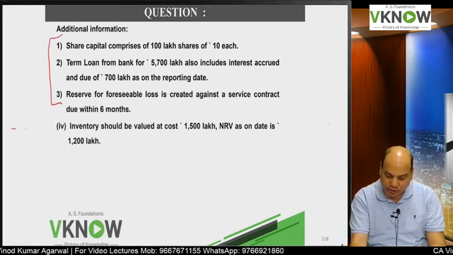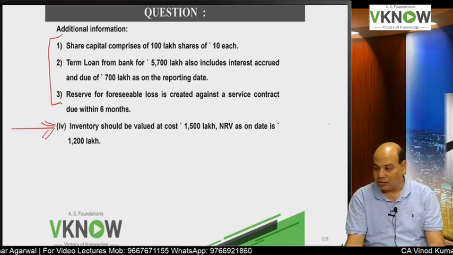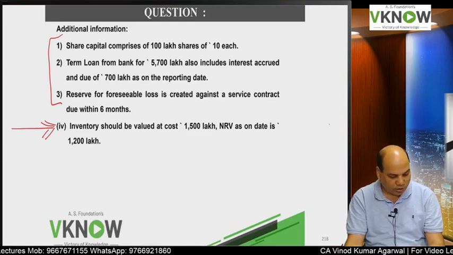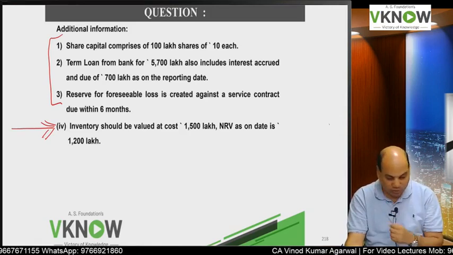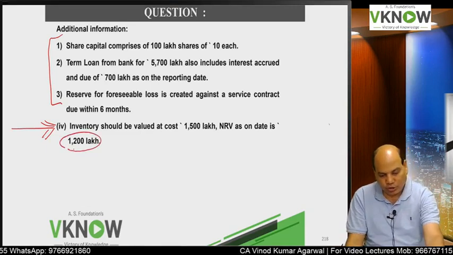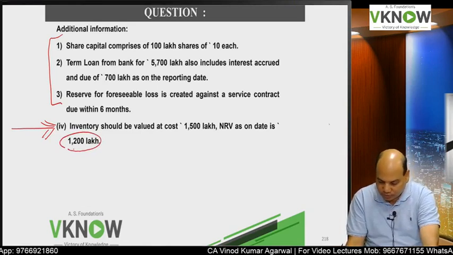But what they did as a creative thinker, they have added one more line. Inventory should be valued at cost 1500 lakh. NRV on the date is 1200 lakh. So which means the inventory figure needs to be reduced by 300 lakh. So we are going to reduce the inventory figure by 300 lakhs.